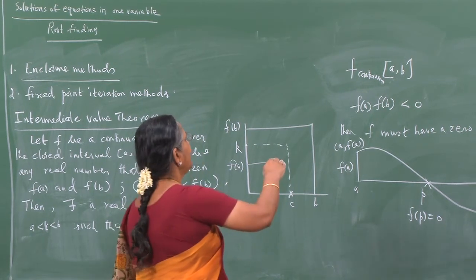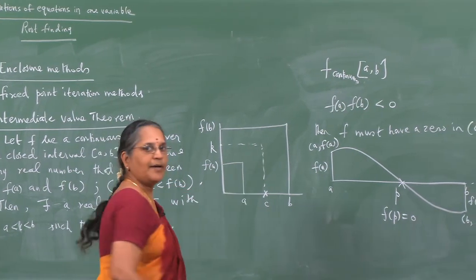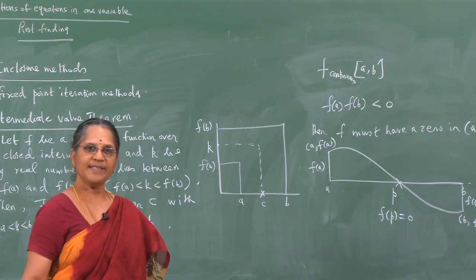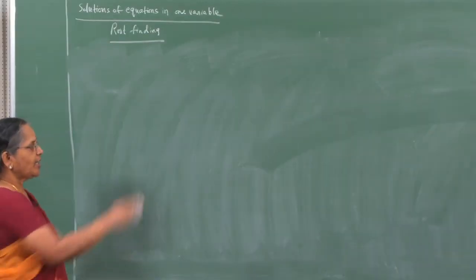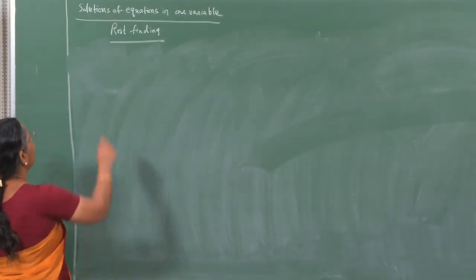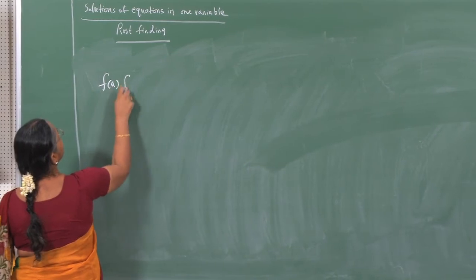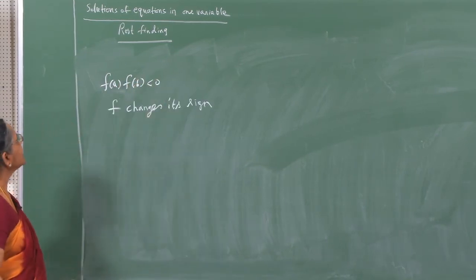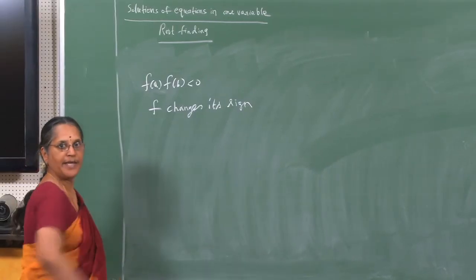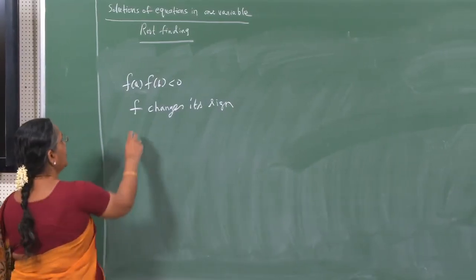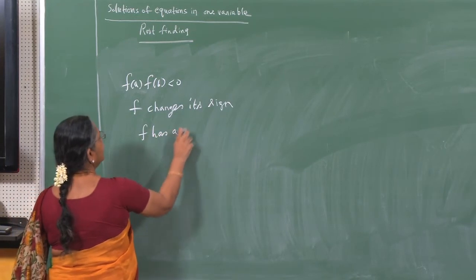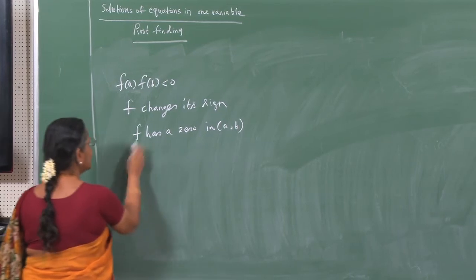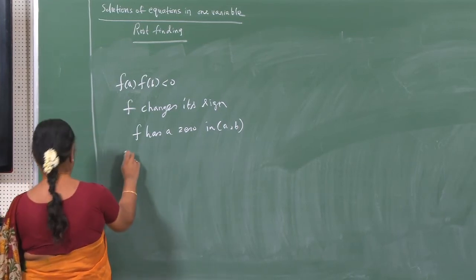So, we describe one such enclosure method now, which is called the bisection method. What happens when f of a into f of b is negative? f changes its sign as it moves from a to b, and therefore f has a 0 in the interval a b.